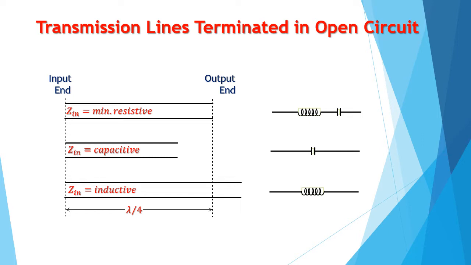But if it is less than 1/4 the wavelength of the wave propagating through the line, the input impedance will have a capacitive nature. Lastly, if the length of an open circuit transmission line is more than 1/4 the wavelength of the electromagnetic wave propagating through the line, then the input impedance will have an inductive nature.